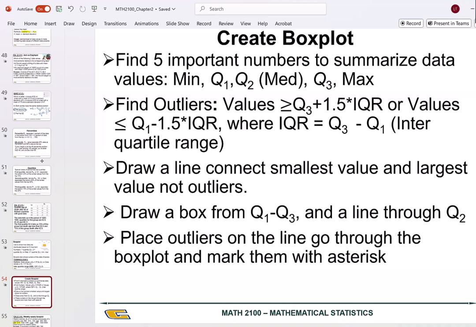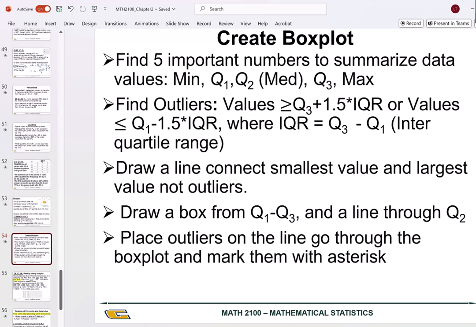Then for the outliers, you just mark each with an asterisk. Then you draw a line connecting the smallest value to the largest value, not counting outliers. Then you draw a box from Q1 to Q3, and a line straight through Q2. Here the outliers we have already marked with an asterisk.